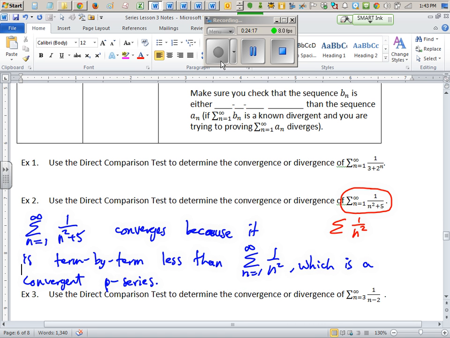Couldn't you say it's term by term less than the convergent P series? That's what I said, yeah. Term by term less than the convergent P series, 1 over n squared. Oh, you want to switch the sentence around a little bit? Yeah, it just makes it more efficient. Sure. You could put the convergent P series part before the sigma.